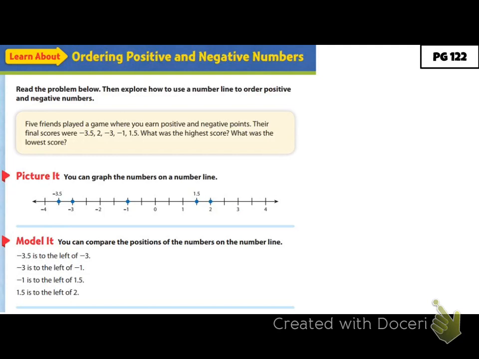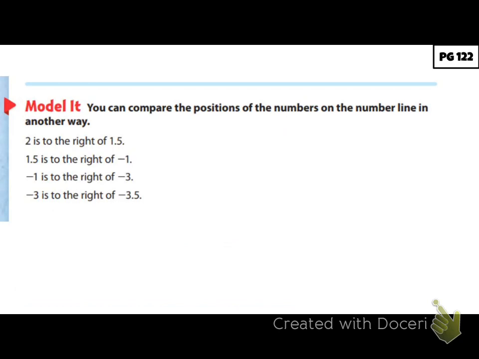So we have -3.5 is to the left of -3, -3 is to the left of -1, -1 is to the left of 1.5, and 1.5 is to the left of 2. Or we can compare them in another way by looking in the opposite direction. 2 is to the right of 1.5, 1.5 is to the right of -1, -1 is to the right of -3, and -3 is to the right of -3.5.